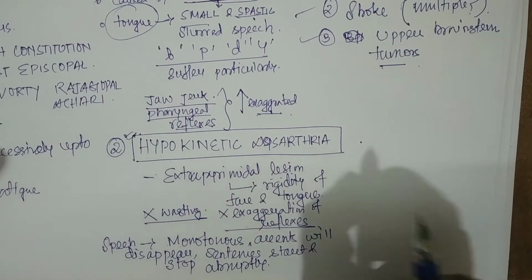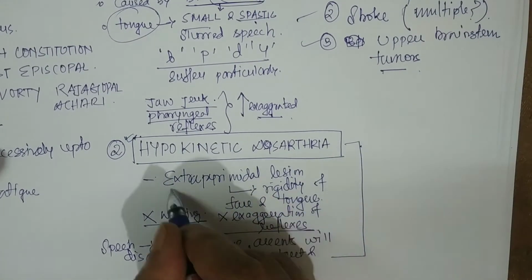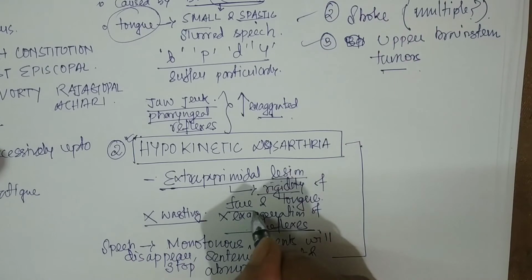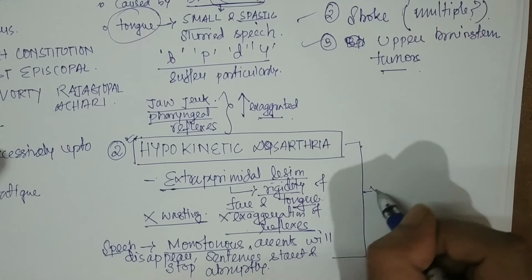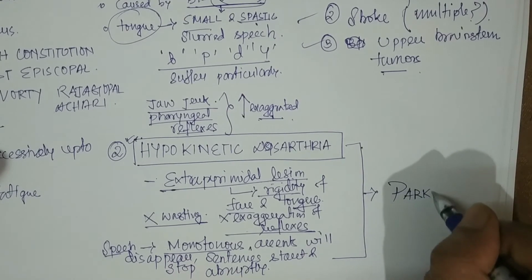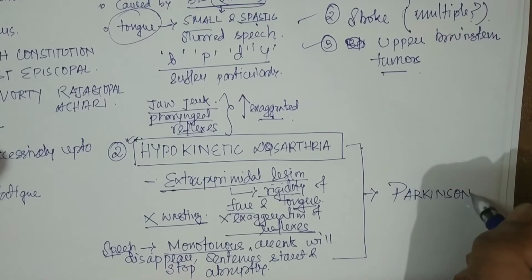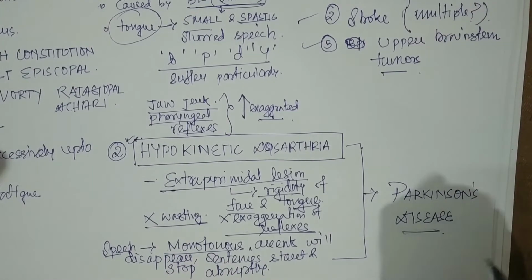Alright, so what will be the causes of hypokinetic dysarthria? Can you understand from this? Extrapyramidal lesion, rigidity of face and tongue, okay, and monotonous speech. It's very easy. It is Parkinson's disease.